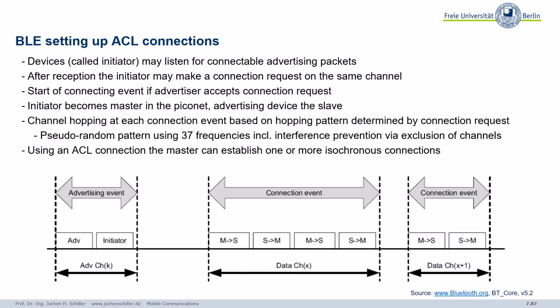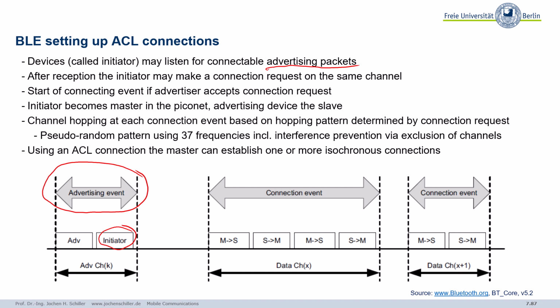That's the basic idea. You can, if you want, set up also connections, the ACLs. Therefore, you use an advertising event. The advertiser sends the advertisement, and this time the role of the device is called initiator. So you see, the devices can have different roles. I will explain this on the next slide in more detail. So an initiator may listen for special advertising packets. Okay? And if the initiator receives such an advertising packet, that's a special packet, then this initiator may make a connection request on the same channel. So there's a request sent back to the advertiser.